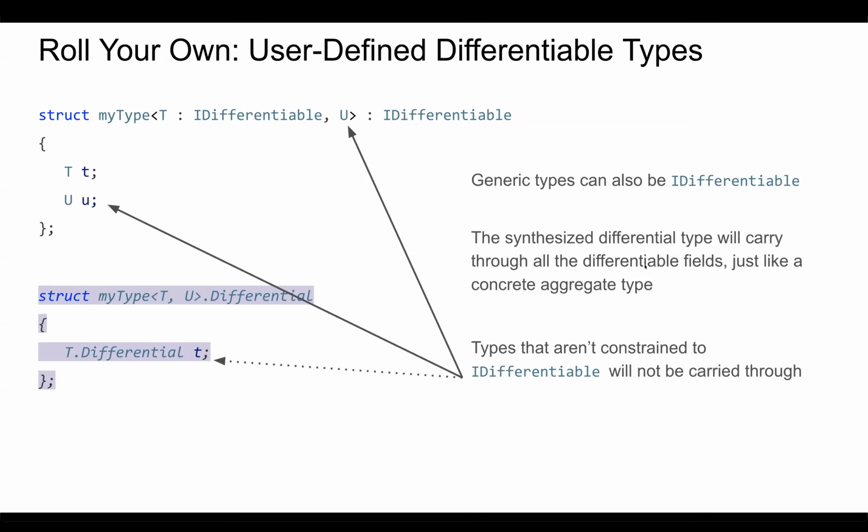Now, if a generic type is not constrained to be differentiable, the compiler will not include it in the synthesized differential type. So here, U is not required to be differentiable. It's not constrained, so its value cannot be differentiated. When the compiler synthesizes the differential type, it'll only include the differentiable fields. So the resulting myType.differential will only contain T's differential, and U will be ignored. This ensures that the system remains sound and tracks gradients for the types that can actually have them.